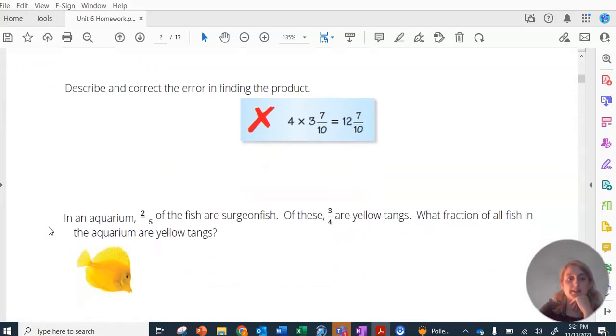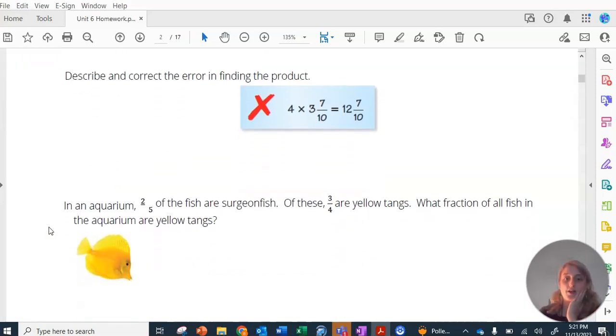On the back. Describe and correct the error. Ooh, this is a mistake. I'm telling you that this is the wrong answer. So don't tell me it's good, because it's wrong. So it's not just telling me what the right answer is. It's telling me what went wrong.